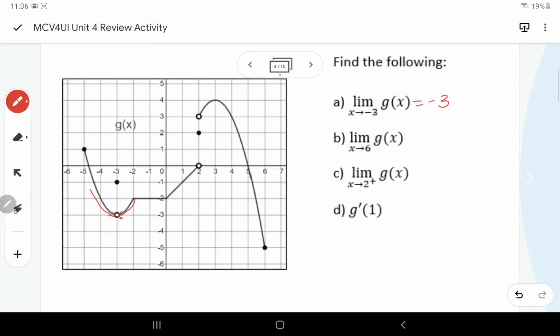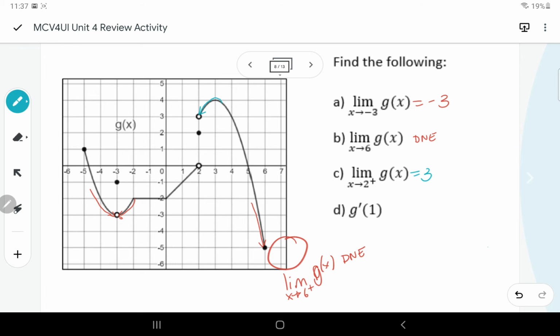For b, the limit as x approaches 6. So here, we can approach 6. Sure, it's going towards -5, but what about the other side? So the limit as x approaches 6 from the right, oh, not f of x, that's g of x, does not exist. So if both one-sided limits don't exist, then you don't have a limit. And the limit as we approach 2 from above, from the right, would be there, going towards 3.